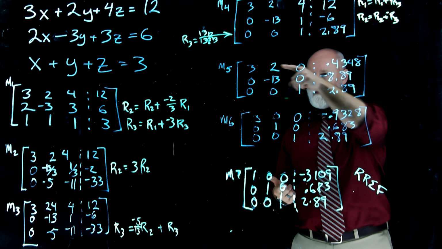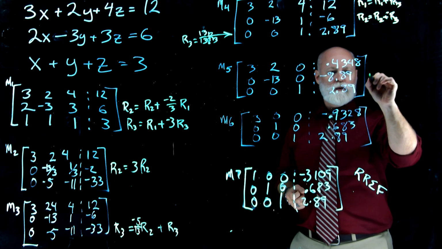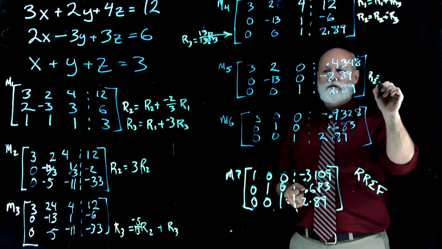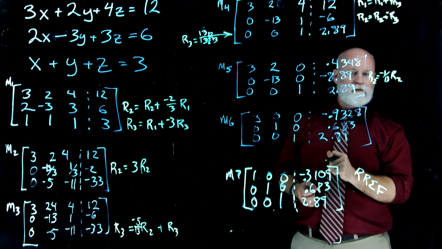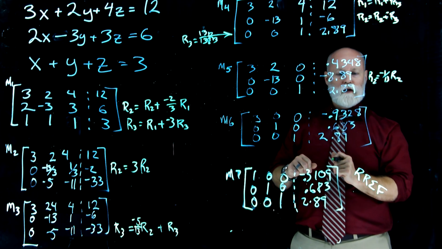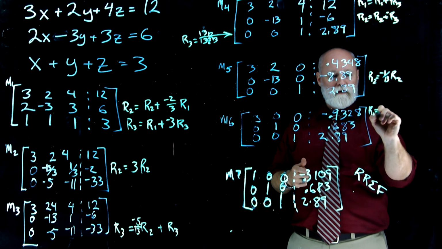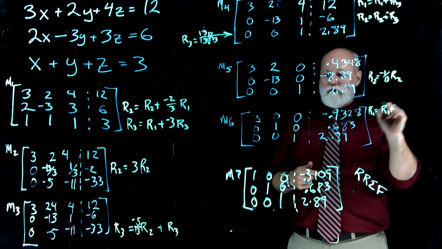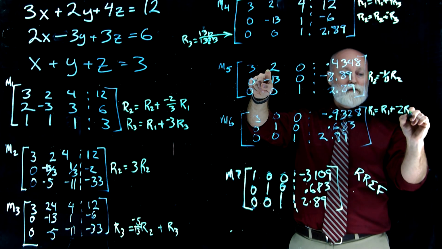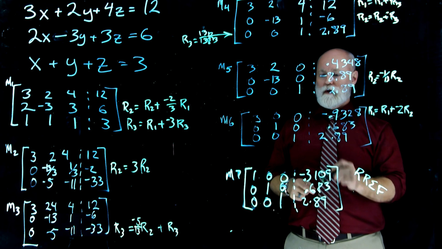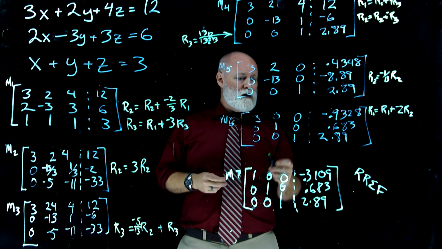To get from M5 to M6, I did 2 things. The first thing I did was I made row 2 equal to negative 1/13 of row 2. Now I have a 1 there. Then I made this row 1 here row 1 plus negative 2 of row 2. And I just added those pieces together, or subtracted them as the case may be. And that gave me this value.